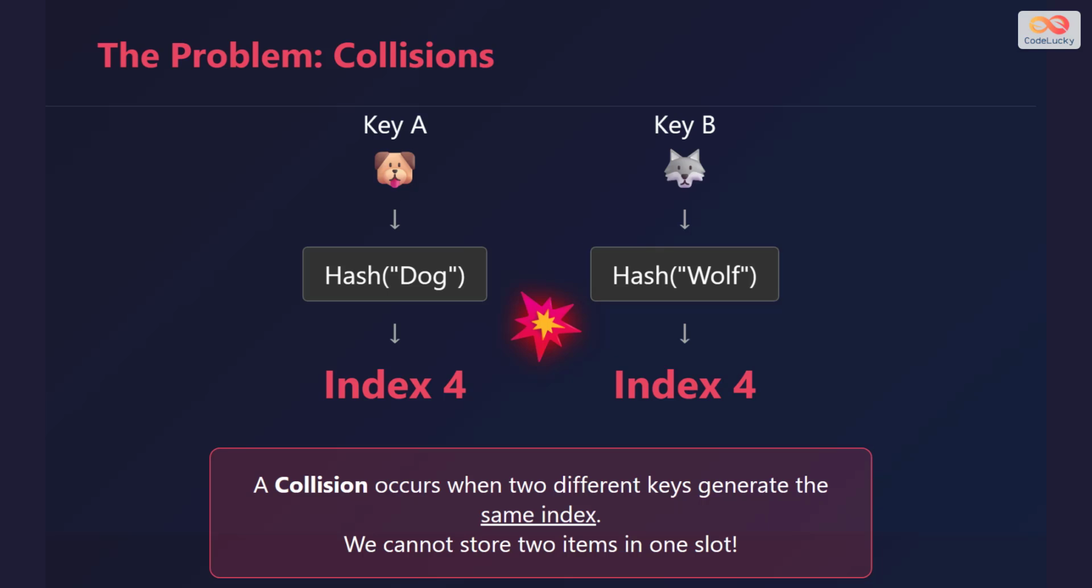But there is a catch. Since our array has a limited size, it is possible for two different keys, like dog and wolf, to produce the exact same index. This is called a collision. The computer tries to put both items in slot number 4, which causes a conflict because a single slot cannot hold two values at once.